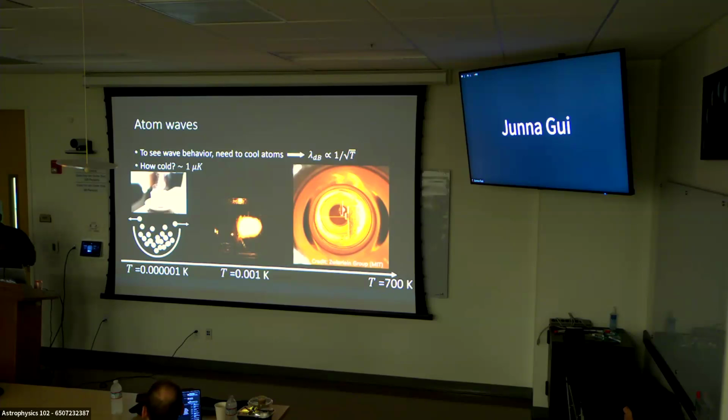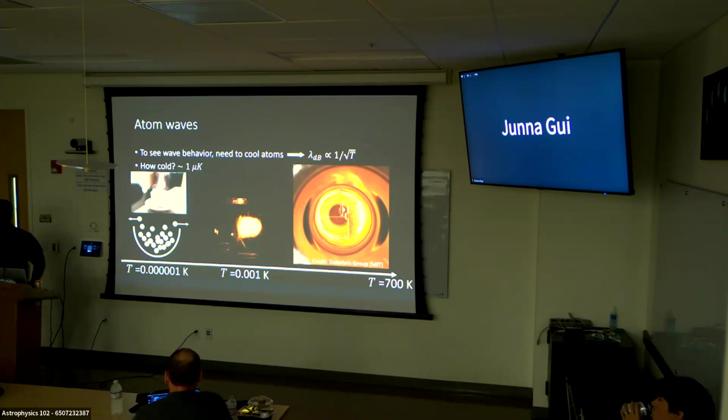So we want to see wave behavior, which means we need the atoms to be cold. We need to be thinking then about the de Broglie wavelength lambda_dB, which is proportional to 1 over the square root of the temperature. So how cold do you need your system roughly to be, or order of magnitude to be, in order to start seeing wave behavior in atoms, where the de Broglie wavelengths start to overlap on a large scale? Something like a microkelvin. This is a little hot, but something like 100 nanokelvin to a microkelvin, right, to start seeing this.